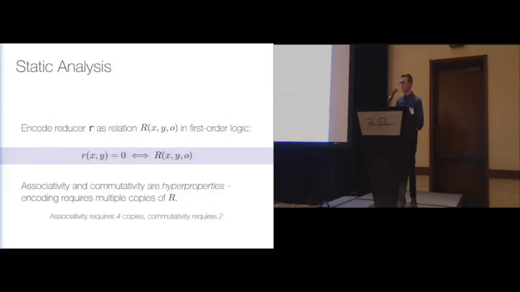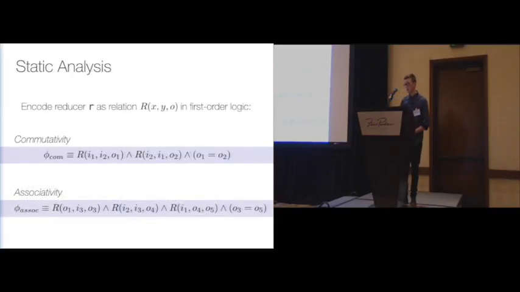Associativity and commutativity are both hyperproperties, meaning that they need multiple executions of a particular function to prove. Or in this case, they need multiple copies of the relation that encodes this function. Now, associativity is usually a 4-safety property, and commutativity is a 2-safety property. So when you put them together, you might expect that we need 6 copies of our relation, but it turns out we can do it with only 5.